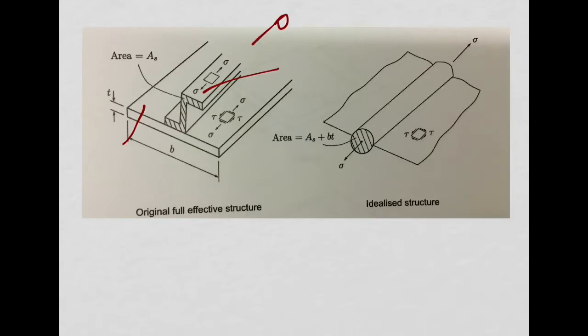So the task that we have to do now is to calculate the area of this boom so that these two structures are equivalent. And I would like to focus now on that procedure of calculating the area of the boom, all right? And in order to do that, let's consider a real plate. So I'm going to consider a plate like this.